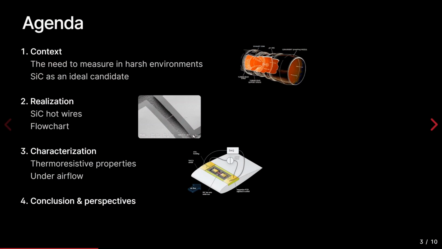So before jumping back in, I will just summarize my presentation. I'll talk about my context, which is harsh environments. Then I'll present our realization, silicon carbide hot wires. Then I'll go on to explain some characterization and some first wind tunnel experiments that we made before concluding.